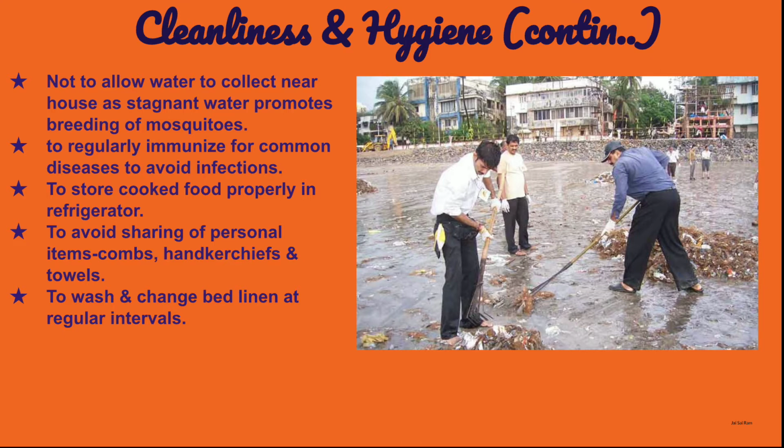Okay, we should take regular vaccines which are in the regular chart. We should take that vaccine so that our body becomes immune to those diseases. Then we should store the cooked food properly in the refrigerator so the microorganisms do not grow and the food does not become stale.